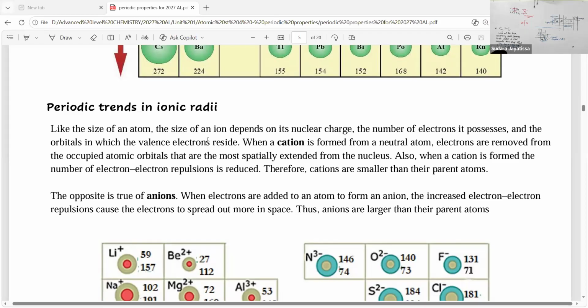Okay, right. Outermost. Also, when a cation is formed, the number of electron repulsions is reduced. What is that? Electrons are repelling each other. So why didn't we consider that one earlier? We did not. But now they say that it decreases.